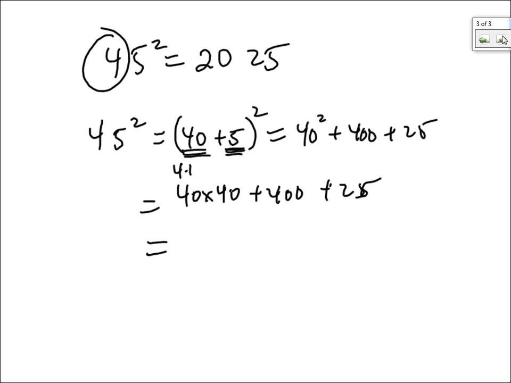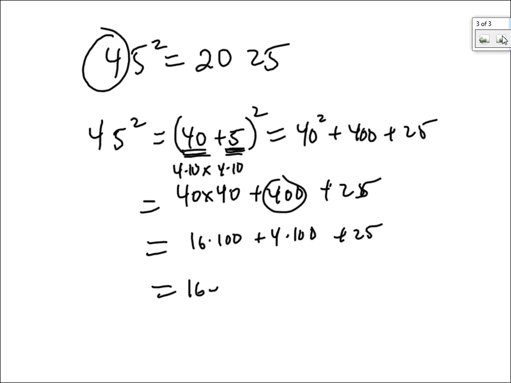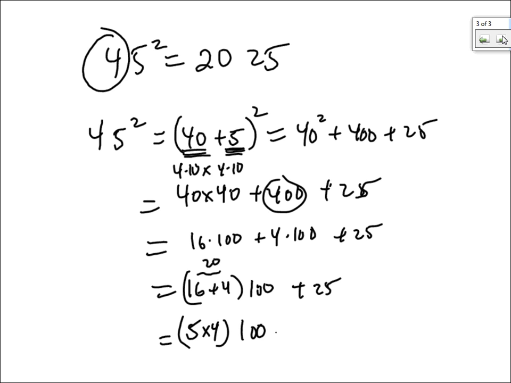Just to save a little time, 4 times 10 is 40, times another 40, which is 4 times 10. This is 16 times 100, plus 4 times 100, plus 25. So you end up with 16 plus 4 hundreds, plus 25. But this is 20. This is the same as 5 times 4 times 100 plus 25.